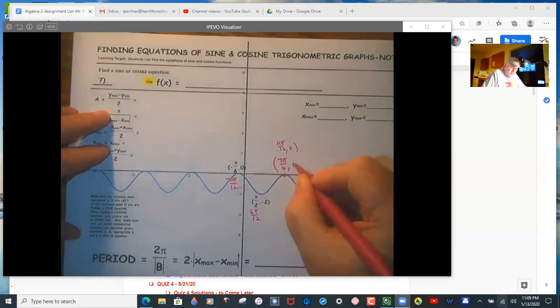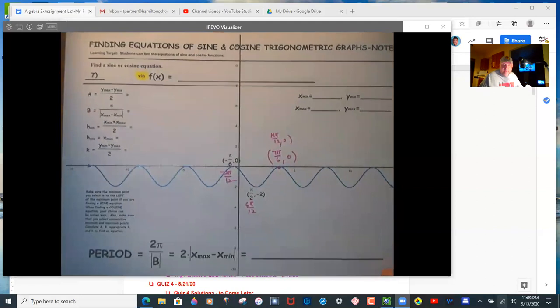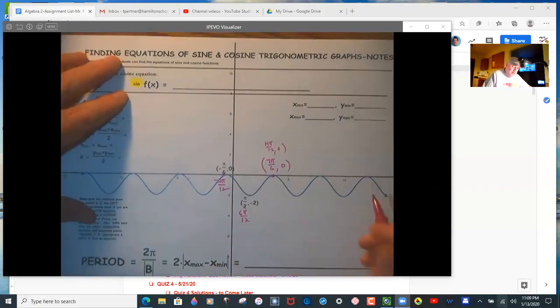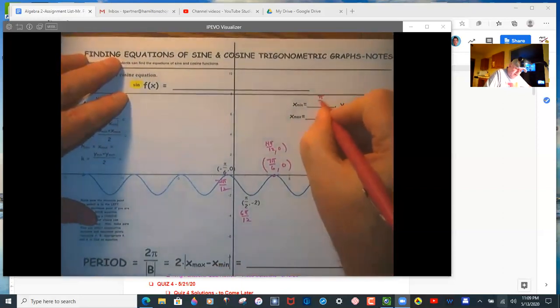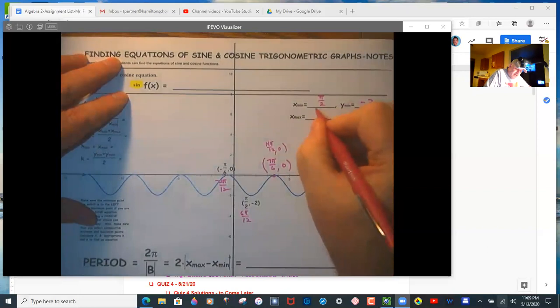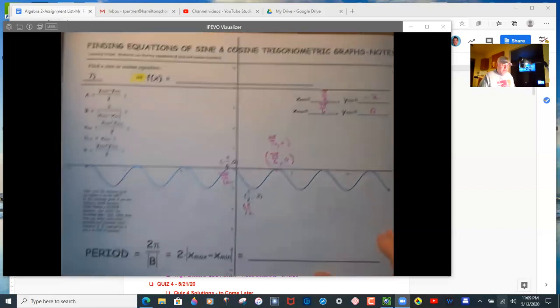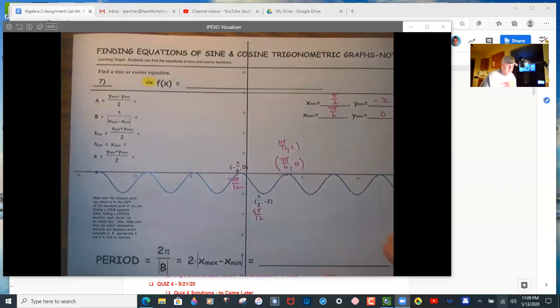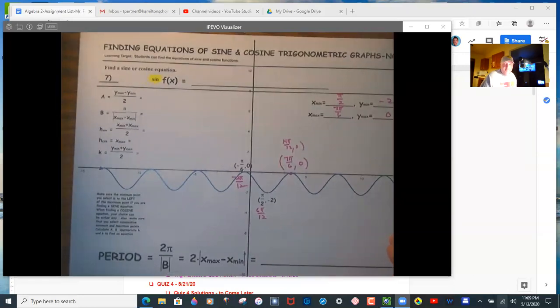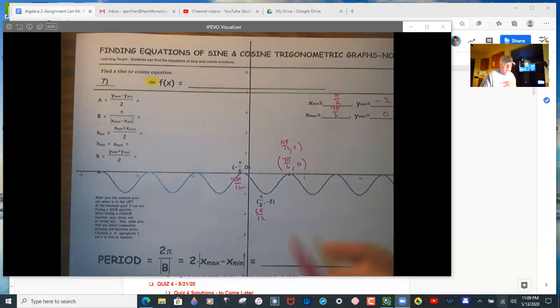Now that is a little hard to get. That's the challenge on this problem, to get that, because we're doing a sine graph. The min has to be to the left of the max. So the min, pi over 2, -2, the max, 7 pi over 6, 0. Okay, so it's important that you get that max to the right of the min, or min to the left, however you want to look at it.